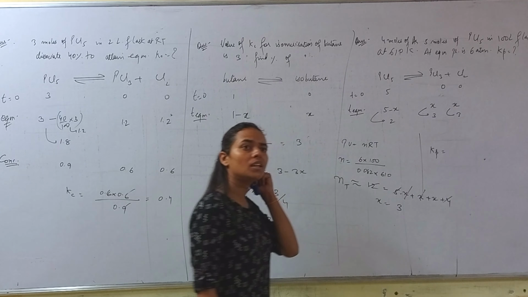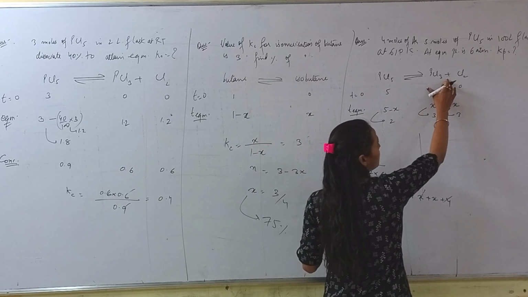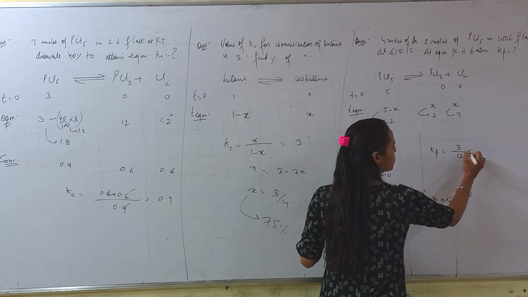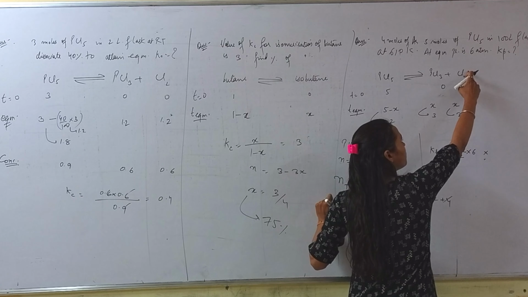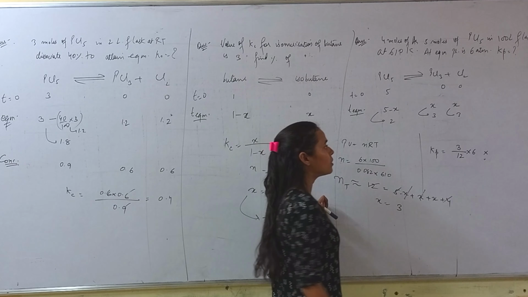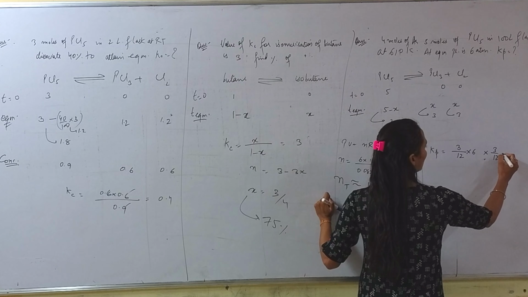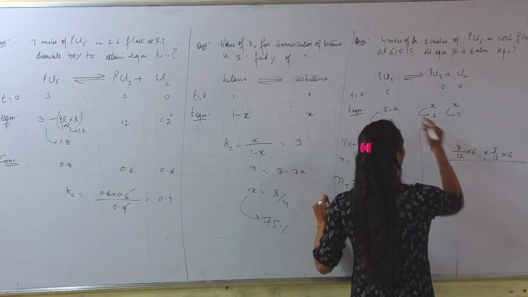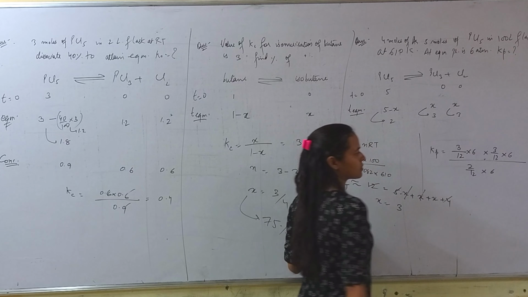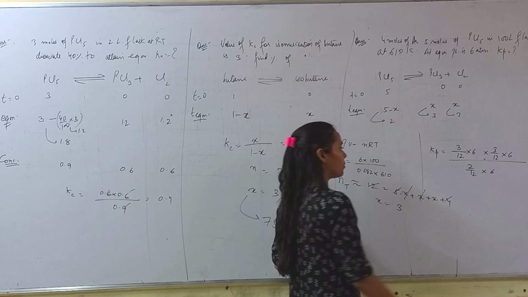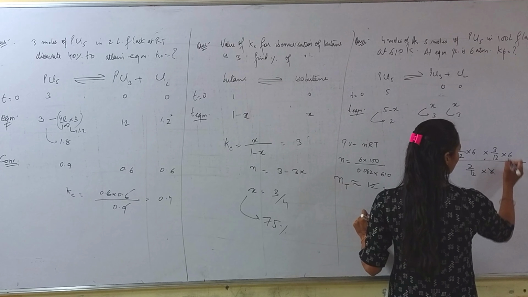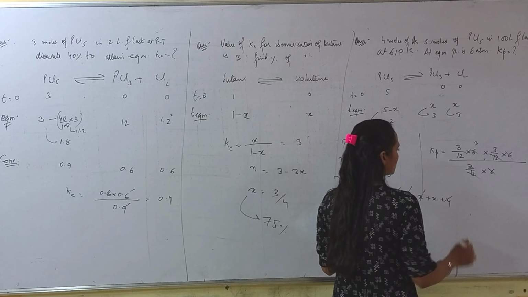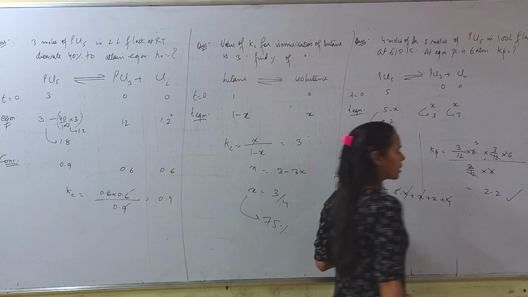What is Kp? Kp is the partial pressure of PCl3, which will be the mole fraction of PCl3, that is 3 by 12, into the total pressure 6. Then the partial pressure of chlorine will be the mole fraction of chlorine, again the same, and the total pressure. Then the partial pressure of PCl5 will be 2 by 12 into 6. Now, when you calculate this, it has become the normal general calculation, and this will come out to be around 2.2 atm.